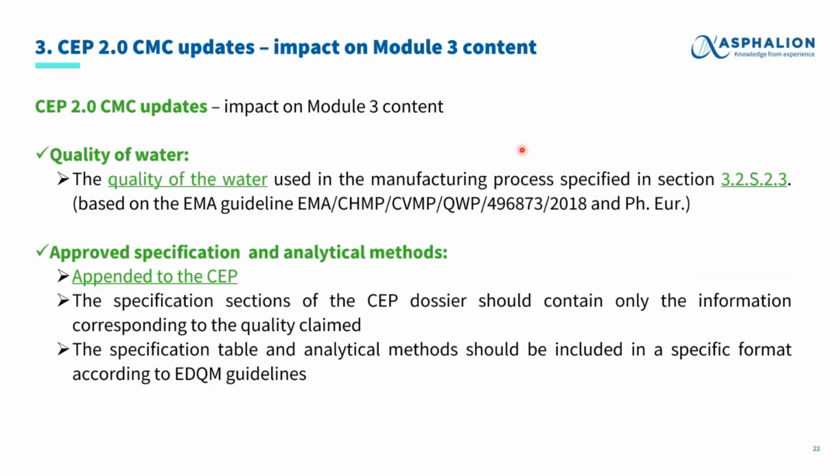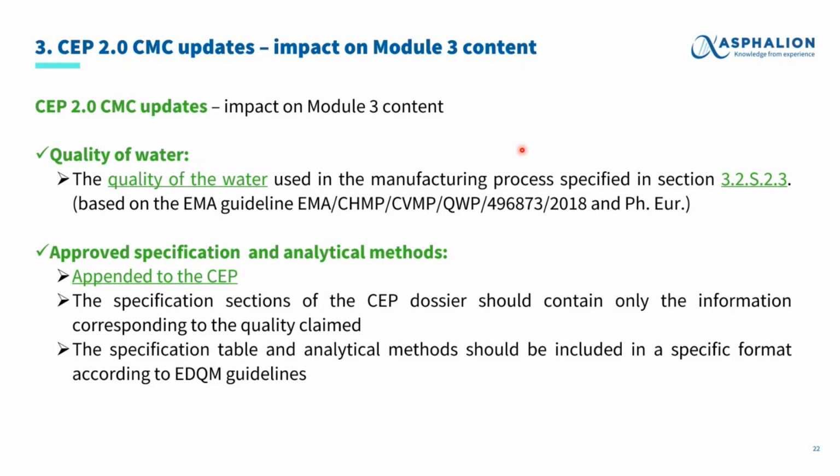Then the quality of water was included also in the certificate. So here we have to include in the module 3 content all the quality information of the water that has to be included in the section 3.2.S.2.3, and it's based in this new, not new but recent, EMA guideline that is reflected here in the screen.